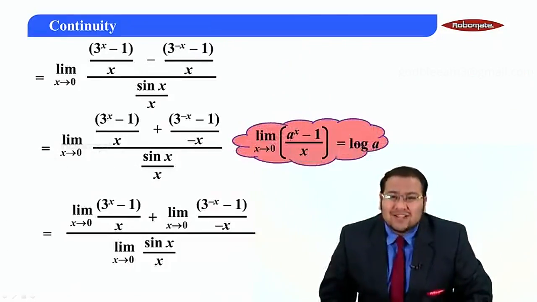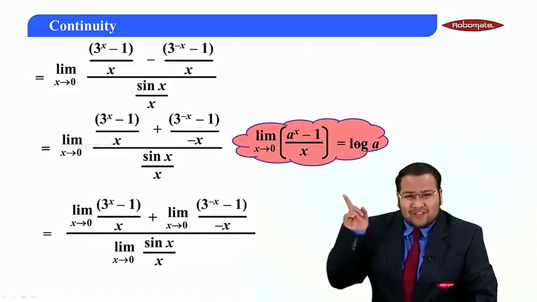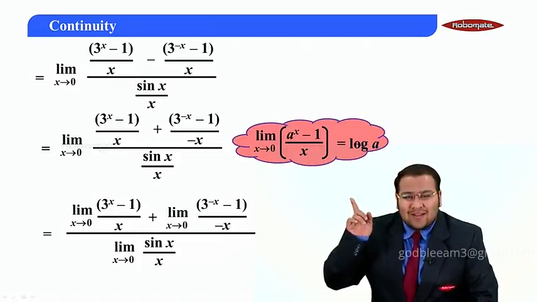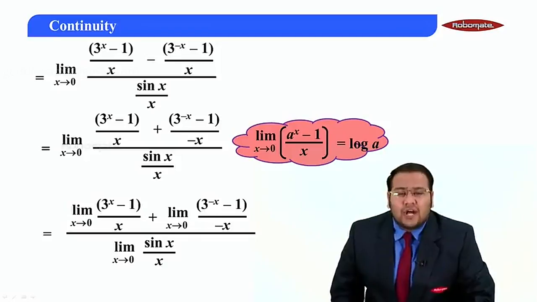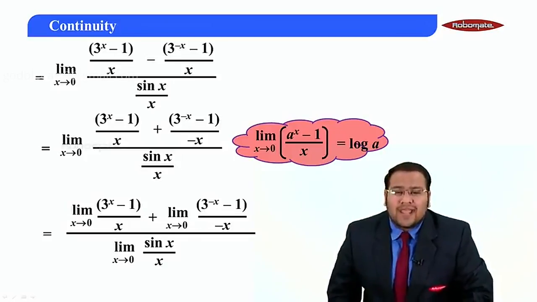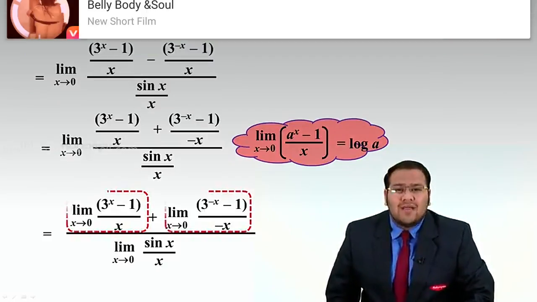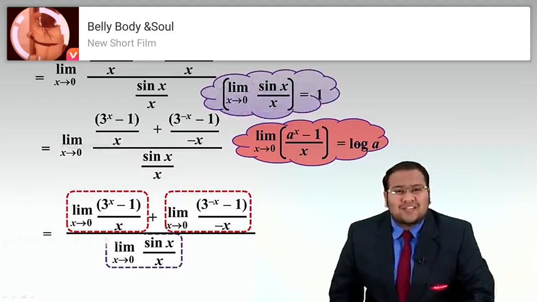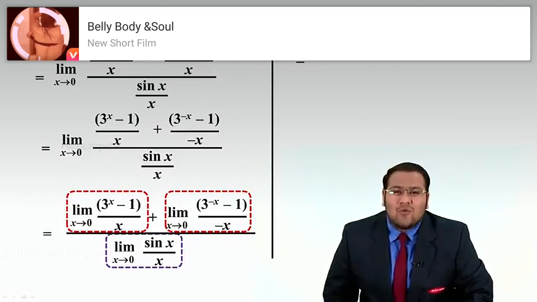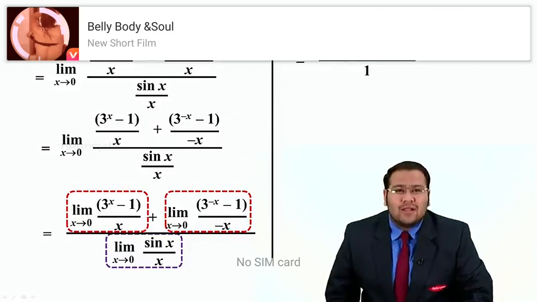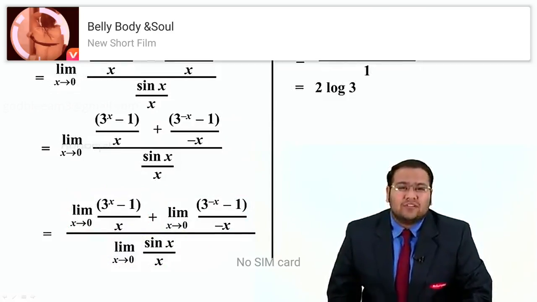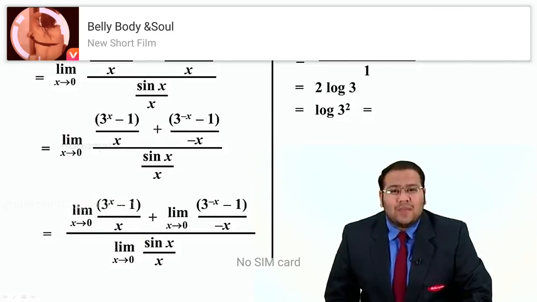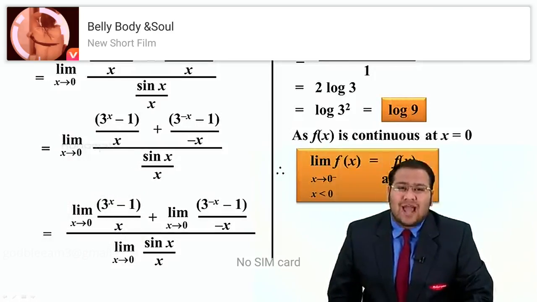After observing this equation, you already know the answer. What is it? Standard formulae. X is tending towards 0, a raised to x minus 1, the whole by x is given by log a. So, every term in the numerator can be compared with this standard formula. And sin x by x is 1. So, we have got it. That is log 3 plus log 3, the whole upon 1. So, it is 2 log 3. And it would be log of 3 square, which is log 9.